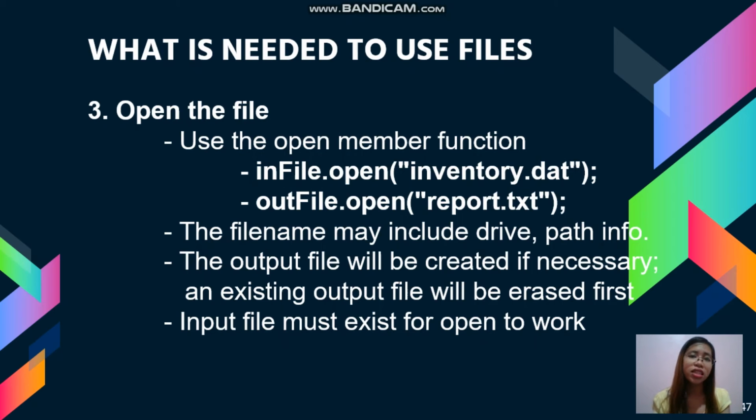And if there's an existing output file and you open it and then we update it, how do we update the file if there is an existing one? Automatically, the previous file will be erased first, and then our updated file is what gets saved. So the old file is deleted, and what is saved is the newly updated file. That's how we update a file. The third step is to open the file.